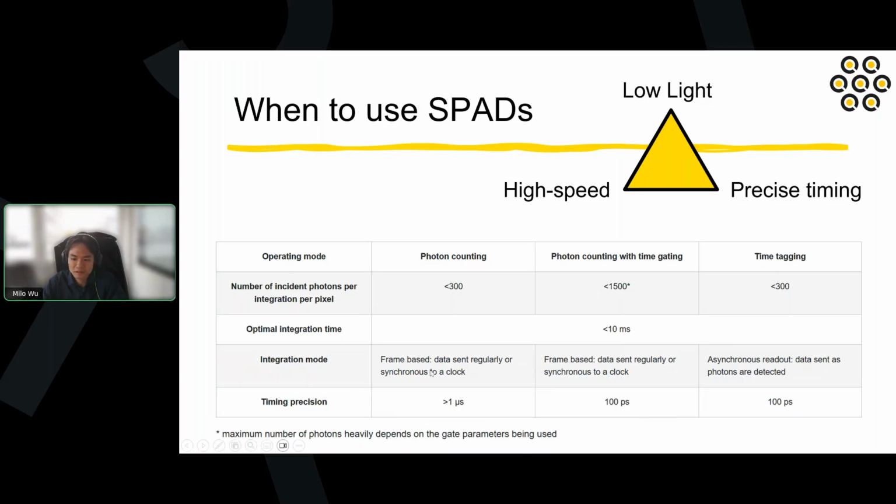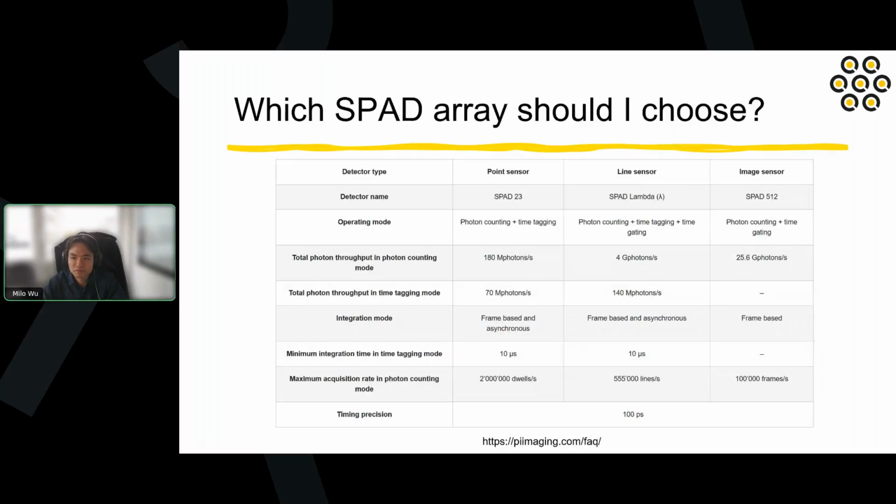On our website, you can also find this table, showing what kind of working condition is suitable to work with photon-counting mode, time tagging mode, or time gating mode. On top of that, there's also a table suggesting whether you should go for the point sensor, linear sensor, or image sensor. Typically, the point sensor is used, as I mentioned, for low area scanning applications. The image sensor is used for wide field imaging applications. And the linear sensor is typically for spectroscopy.